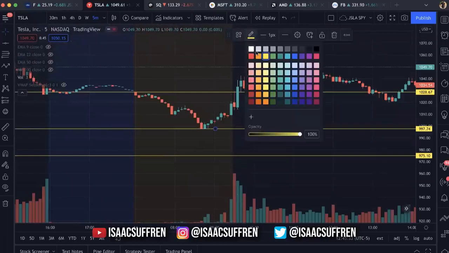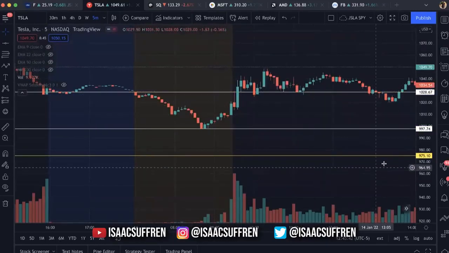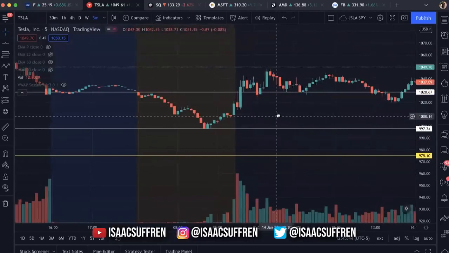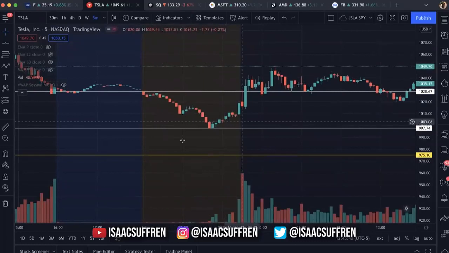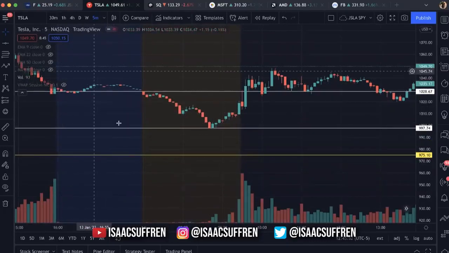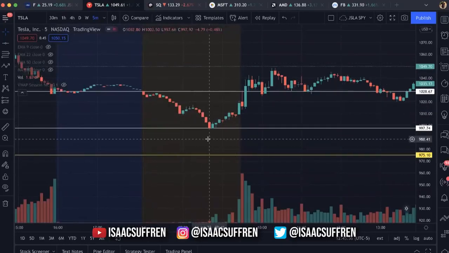Let's keep it organized. We're going to change the colors to white. Right, so our pre-market high is 1028 and our pre-market low is 997. And I don't know if I said this in the last video, but the orange shaded area for TradingView is the pre-market. The blue shaded area is the post-market. So this is after the market is closed. This is the current morning, right? So just so there's no confusion.